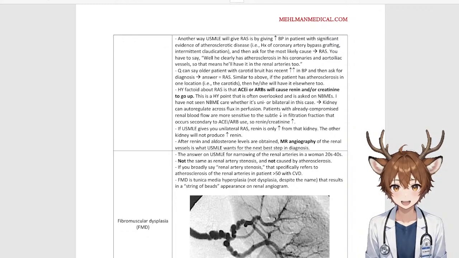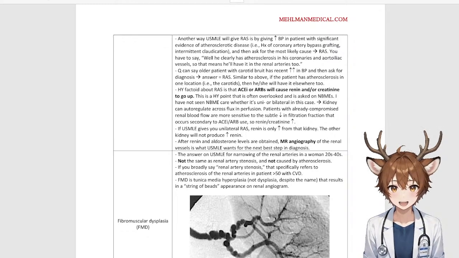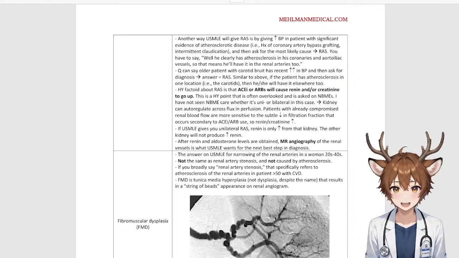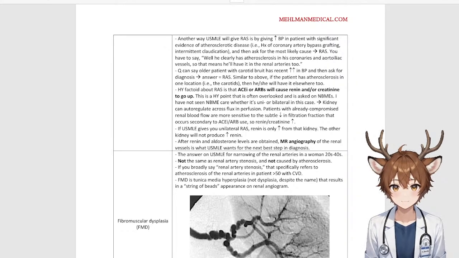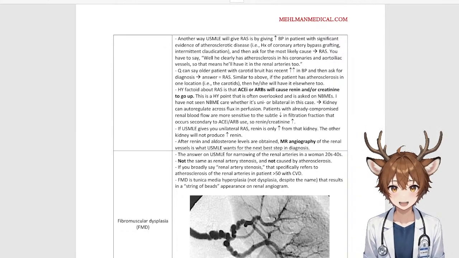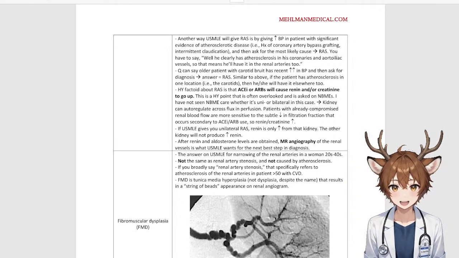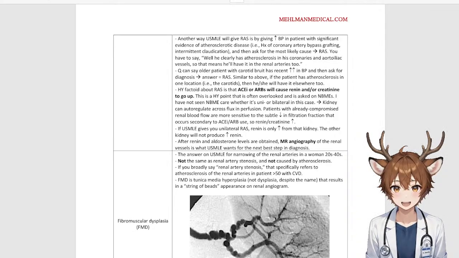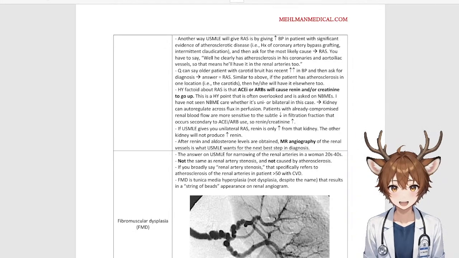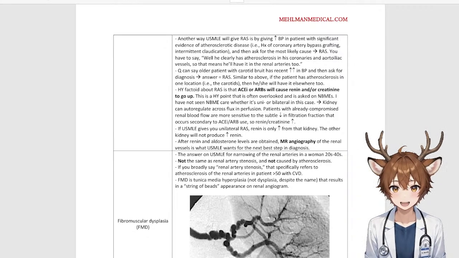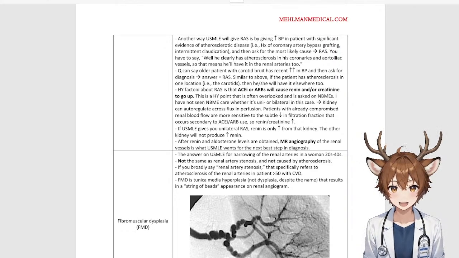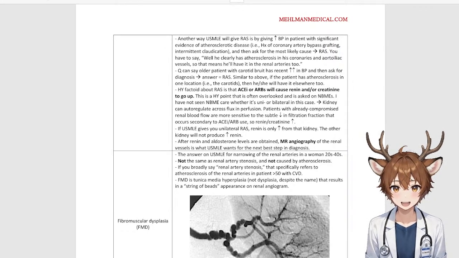A high-yield factoid for renal artery stenosis is that ACE inhibitors and ARBs will cause renin and/or creatinine to go up. This is high yield because that point is often overlooked and is asked on NBMEs. I have not seen NBME care whether it's unilateral or bilateral in this case. The kidney can autoregulate across fluxes in perfusion. Patients with already compromised renal blood flow are more sensitive to the subtle decrease in filtration fraction that occurs secondary to ACE inhibitor or ARB use.